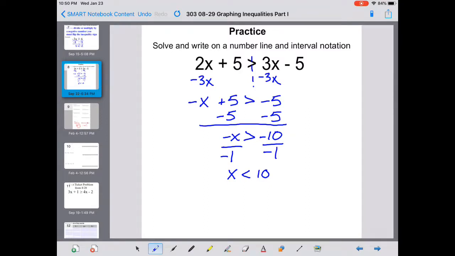So now we're going to go ahead and put this into our number line and interval notation form. It's less than, and our inequality symbol is pointing to the left, so when we draw our number line, we're going to shade to the left of 10. Because it's not equal to, we have an open circle. Now when we write our interval notation, our infinity symbol goes on the left, and we use parentheses around the whole thing.